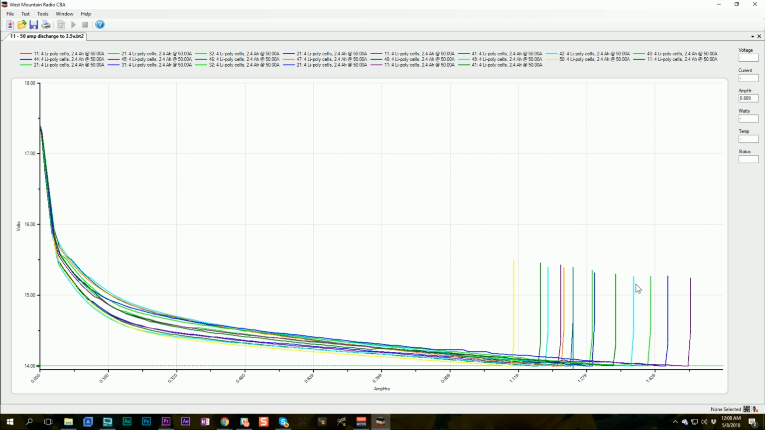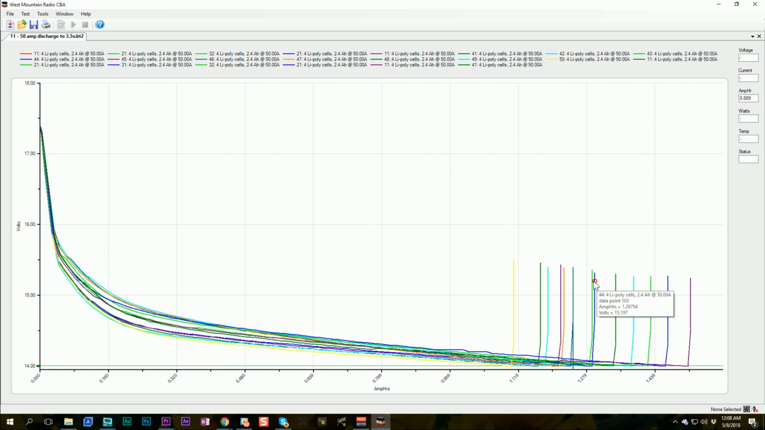And around 40 cycles, I stopped doing the 20 amp discharges because I could just see that there was a pattern there that wasn't getting much worse. And I started only doing the 50 amp discharges. So here we can see that we get a very regular stepwise reduction in performance as the battery ages and it goes through more cycles.